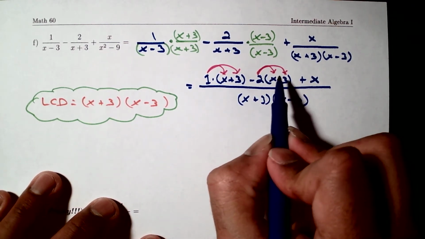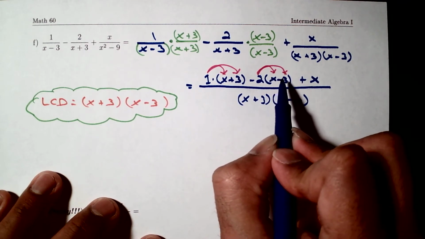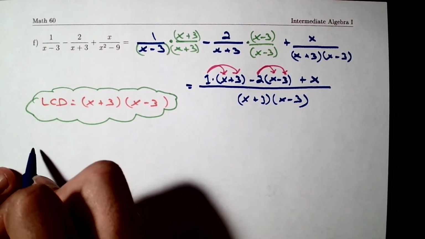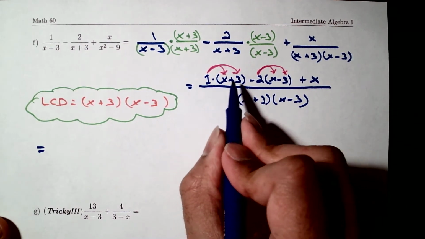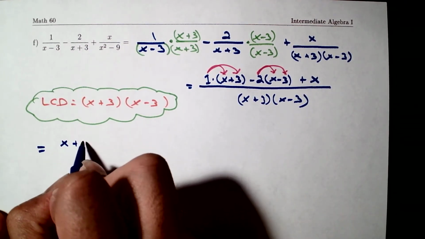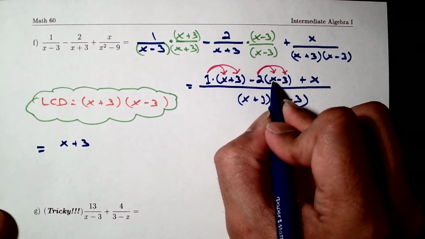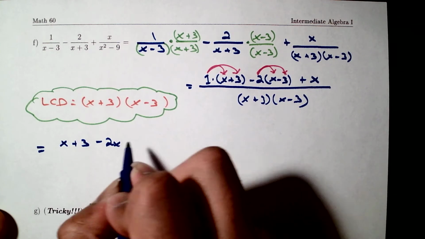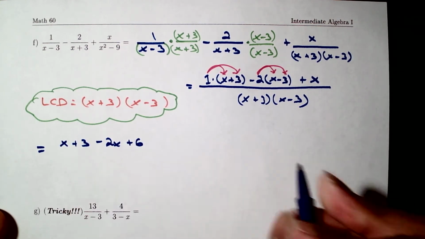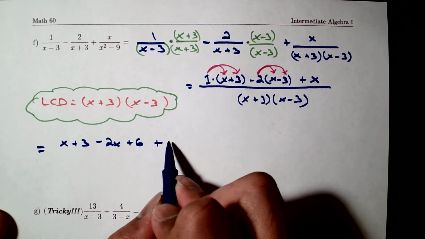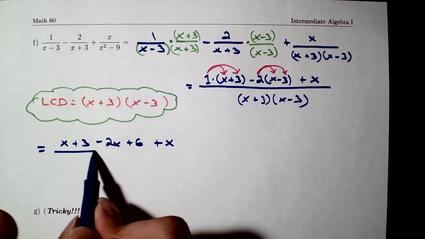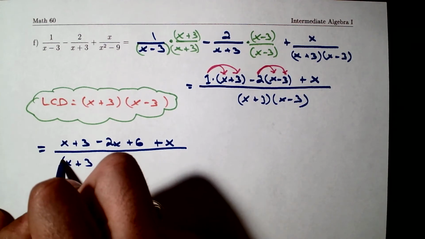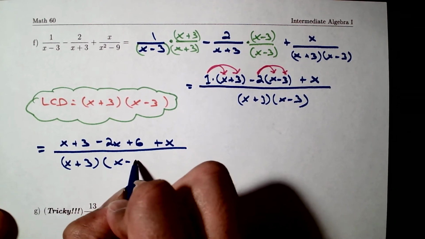Because this negative 2 is going to multiply these two terms, but it's also going to change its signs. All right? So 1 times x, 1 times 3, that's simply x plus 3. Negative 2 times x, that's negative 2x. Negative 2 times negative 3, that's a plus 6. Finally, don't forget about this x. Whole thing divided by x plus 3 times x minus 3.